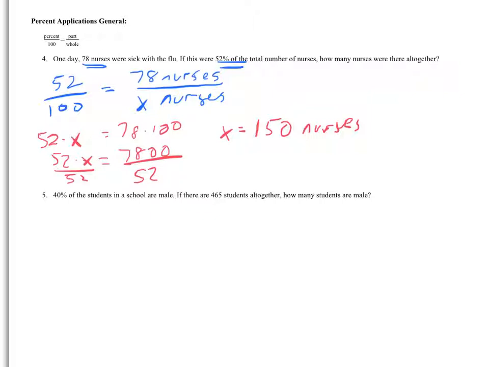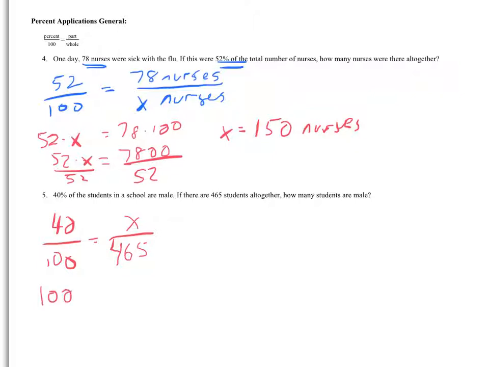Now looking at number 5, 40% of the students in a school are male. If there are 465 students altogether, how many students are male? Just in reading that, 465 should kind of stand out as the whole. Okay, and we're looking for how many students are male. That would be the part. So setting up our proportion, percent 40 over 100 equals part over whole. That would be X students over 465 students. Again, that 465 is the whole, the part is X.